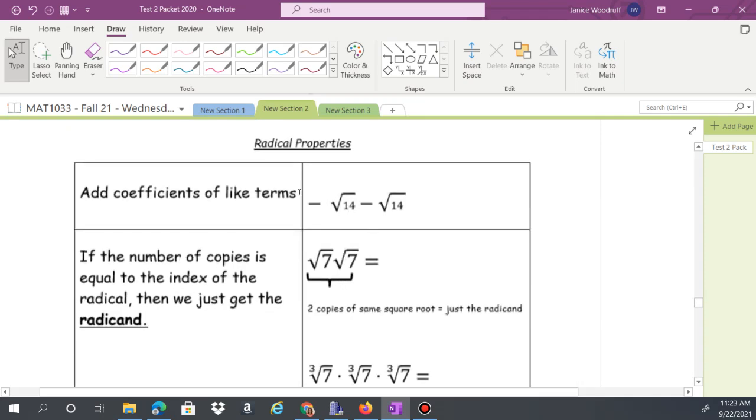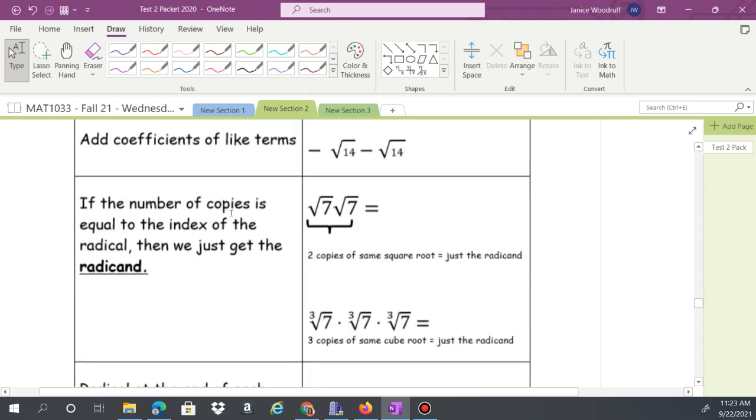Okay, so we add coefficients of like terms. Another rule here: if the number of copies is equal to the index of the radical, then you just get the radicand. So if I do square root of 7 times square root of 7, that's just going to give me 7 because there's 2 of them. And the reason why is because of this. Square root of 7 times square root of 7 is the square root of 49. And what's the square root of 49?